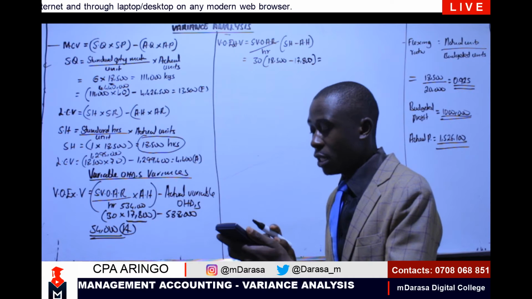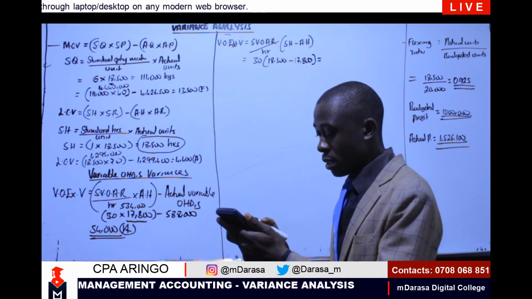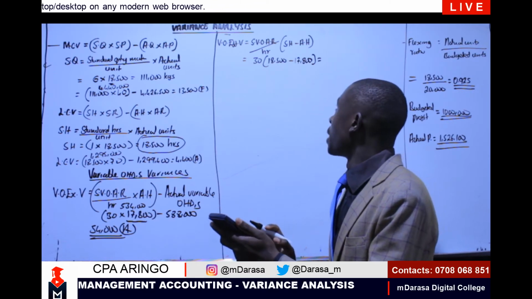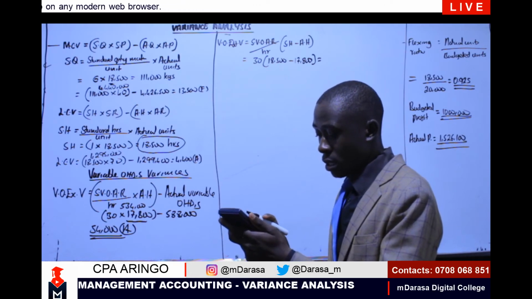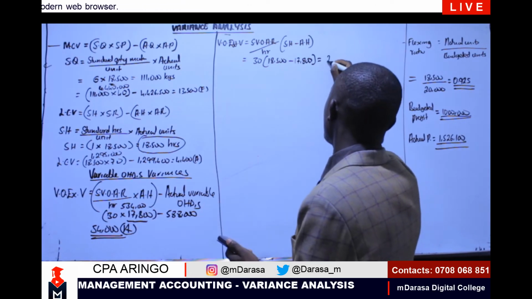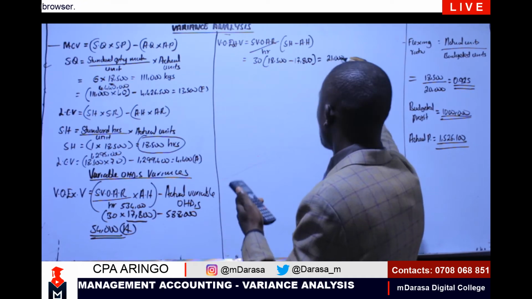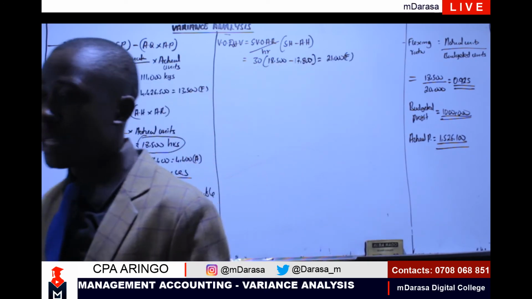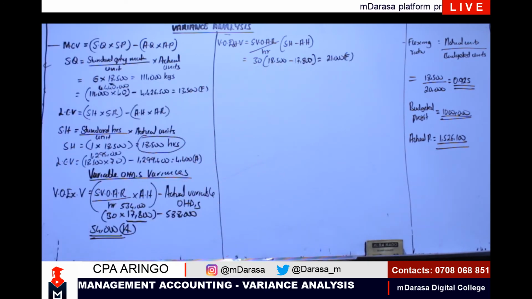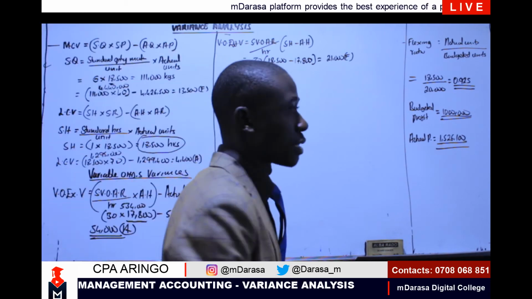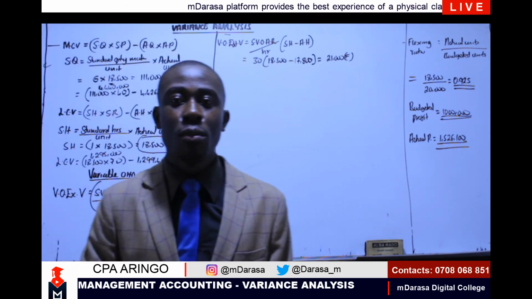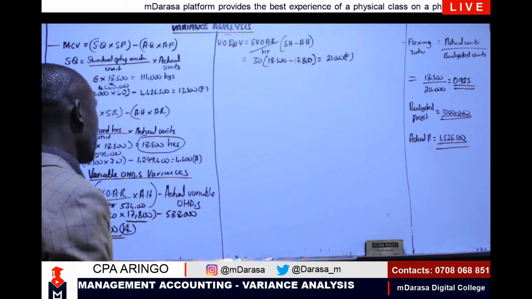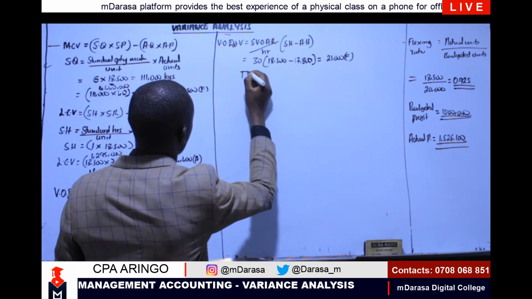So I'll be having 30 times 18,500 minus 17,800. That should give us a figure of 21,000, and that should be a favorable variance. So, as simple as that, we have determined our variable overhead efficiency variance. We proceed to our fixed overheads variances.